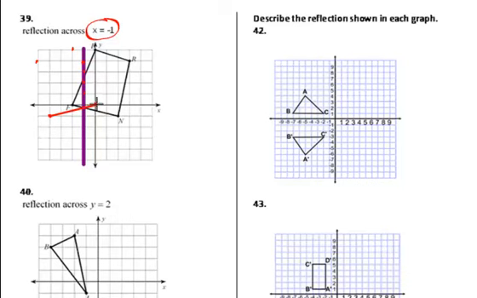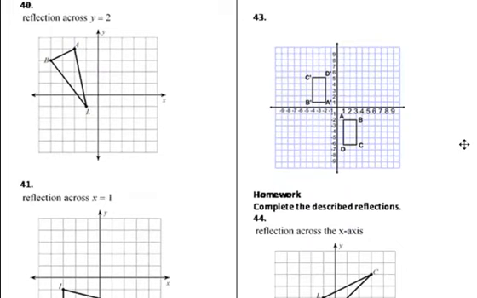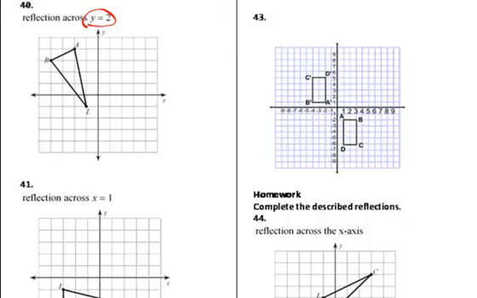And when I have a pre-image that is across the line of reflection, I know that there's going to be an intersection of part of that. So you can see right here where it overlaps. Number 40, reflection across y equals 2. Well, if you used number 39 as an example, we know that this equation then means I'm going to cross the y-axis at 2.